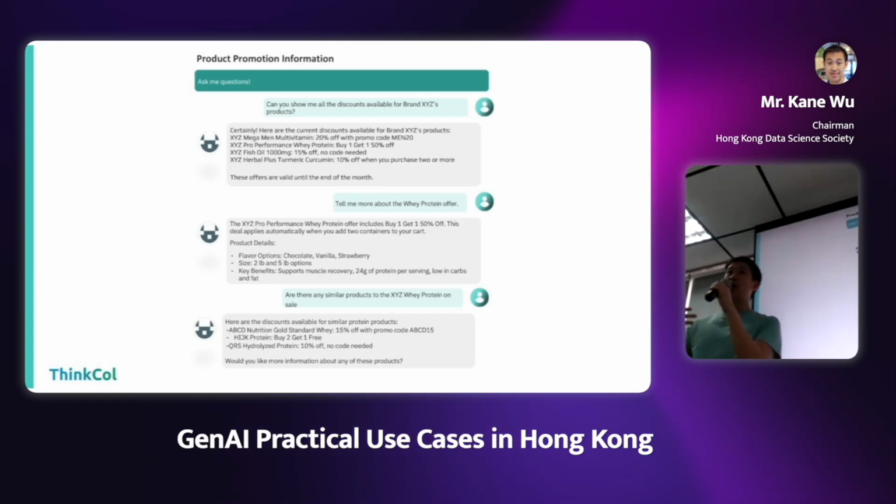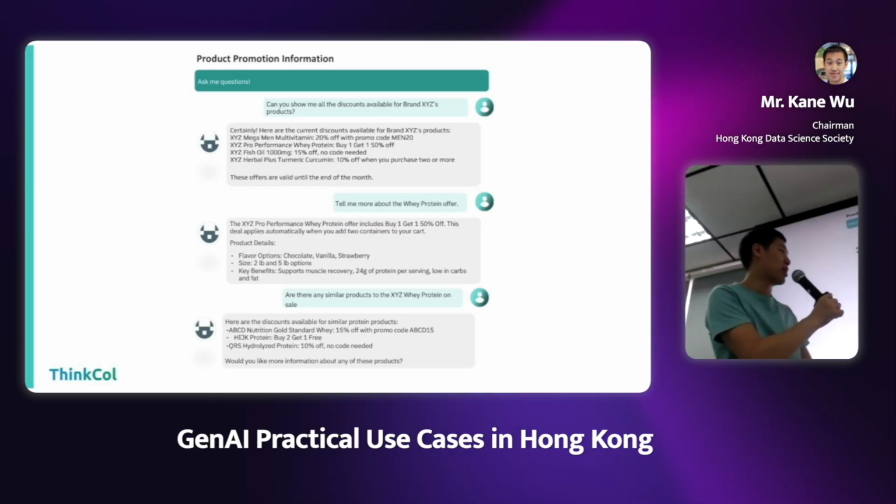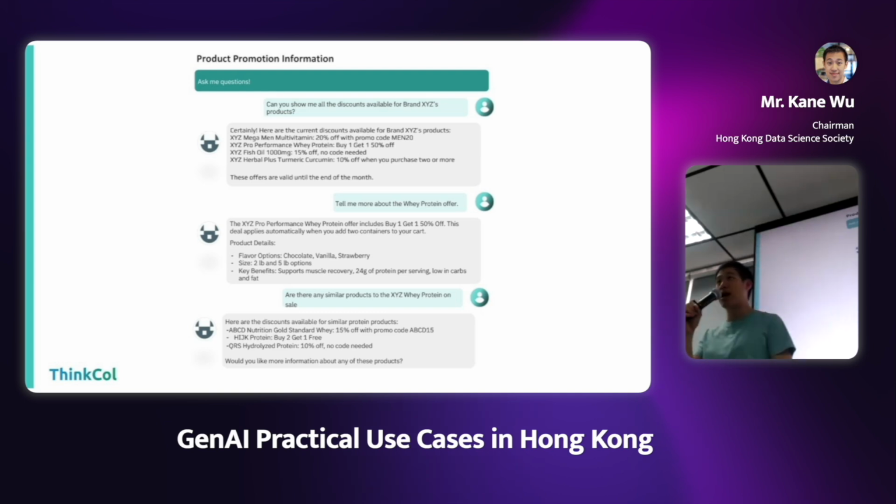Now, why is this a lot easier? It's because a lot of times when you go in through data, you only look at that one single product. It's very hard to ask it to give you all the discounts and to show it right away. And then you could dig deeper. You could say, tell me more about the whey protein offer, and it would start describing it. And you could even ask, are there any other similar products to it? And it would start giving you different similar products.